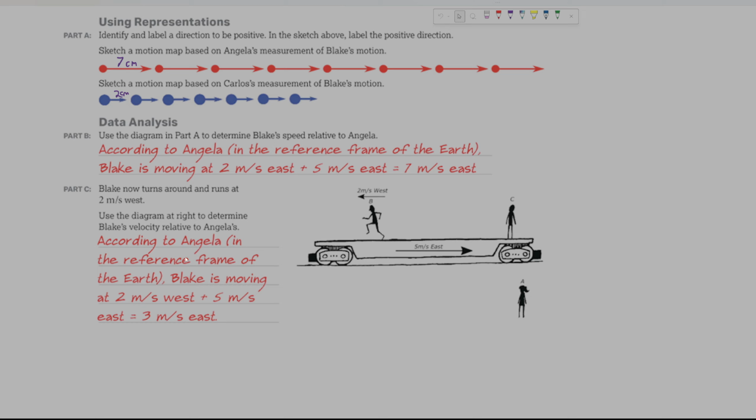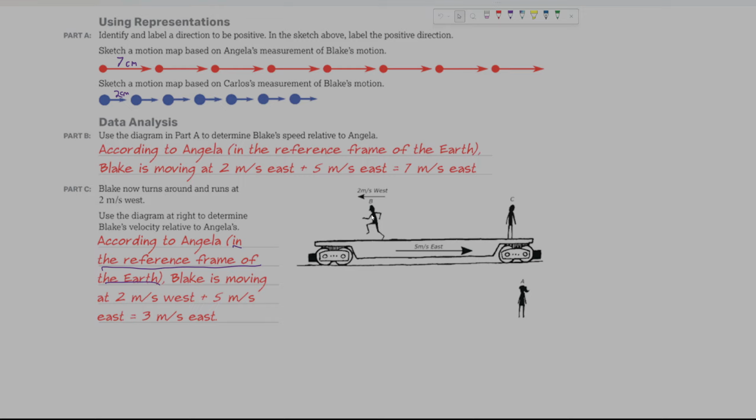According to Angela, in the reference frame of the Earth, I would say that's pretty important to include since we've got a couple different reference frames going on here. You might want to mention that. According to Angela, who is representing all of Earth right now, Blake is moving at 2 meters per second west plus 3 meters per second to the east.